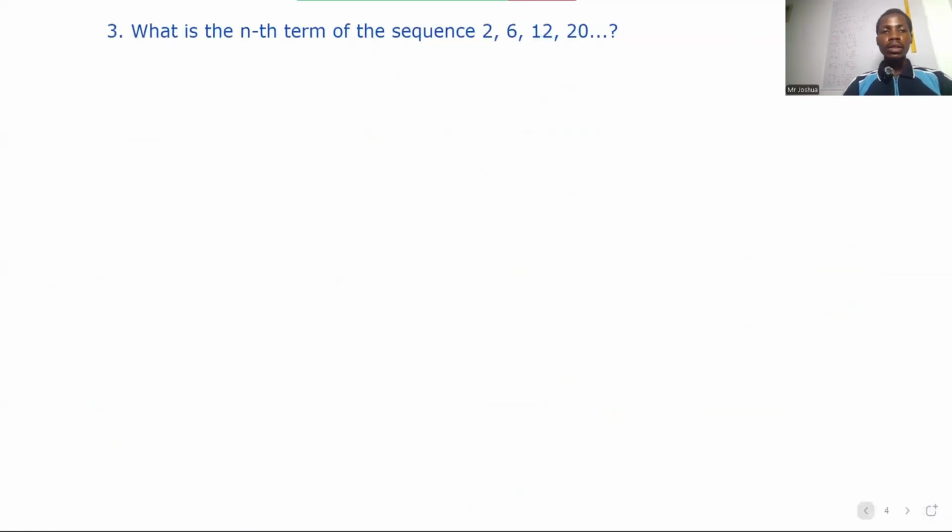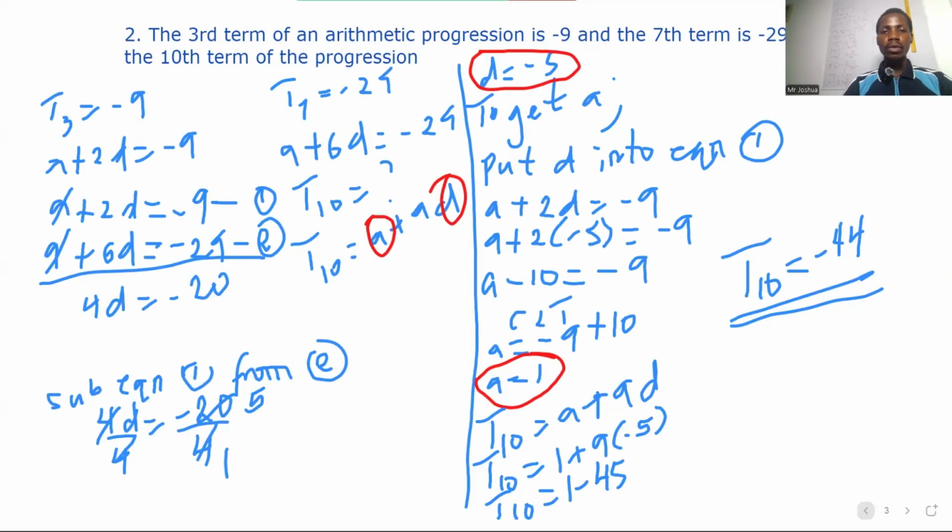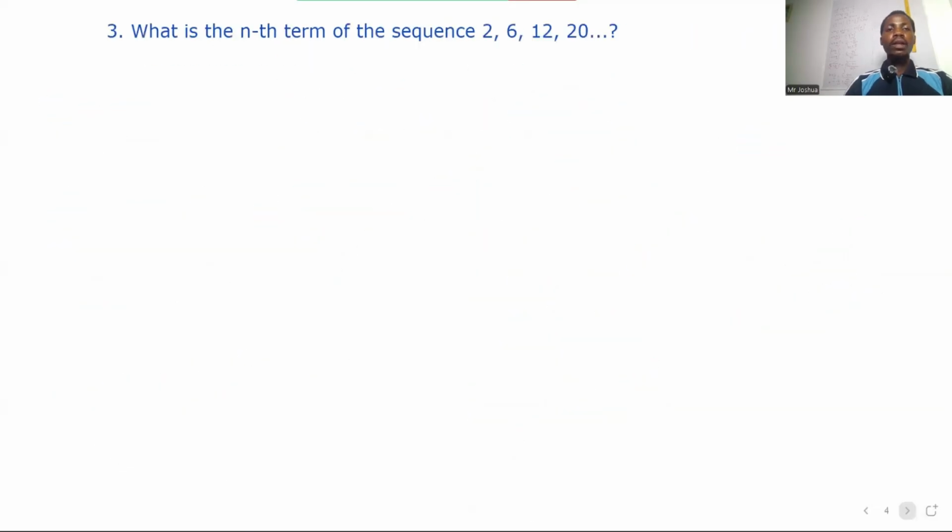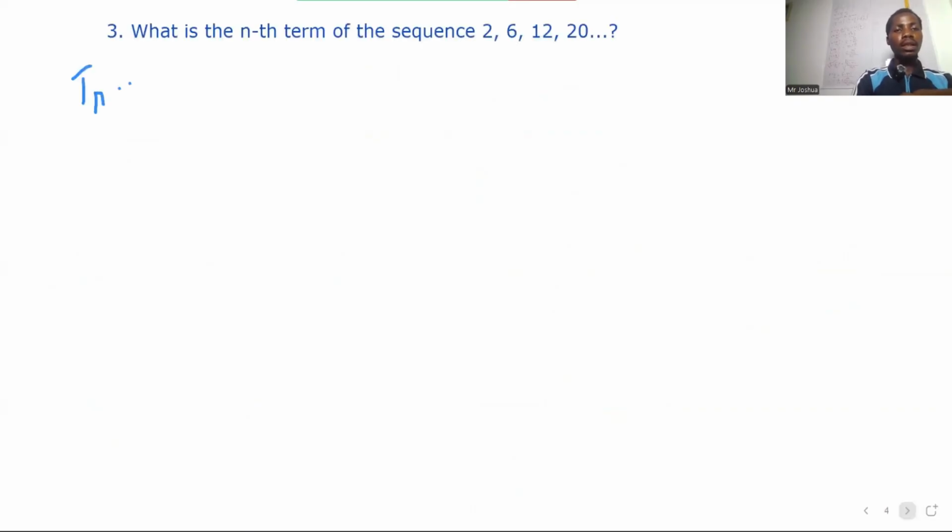All right, moving on to the next question. We have question number 3. Question number 3 says, what is the nth term of the sequence 2, 6, 12, 20? That means we are looking for the nth term, which is going to be Tn equals a plus n minus 1 close bracket d.